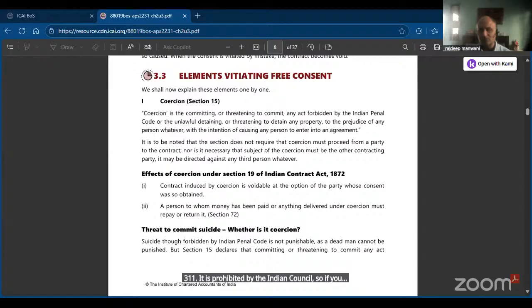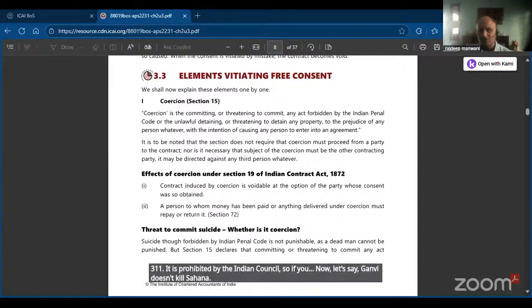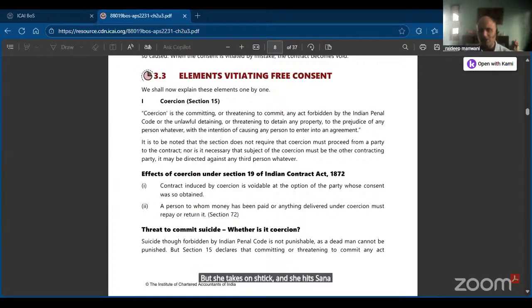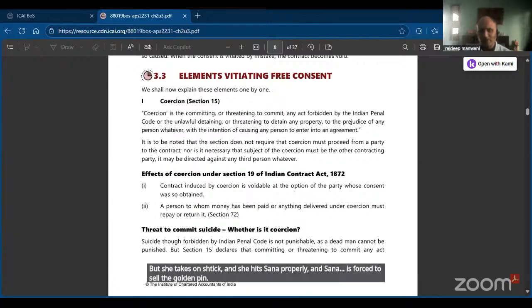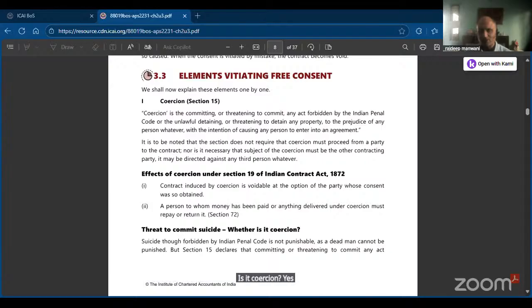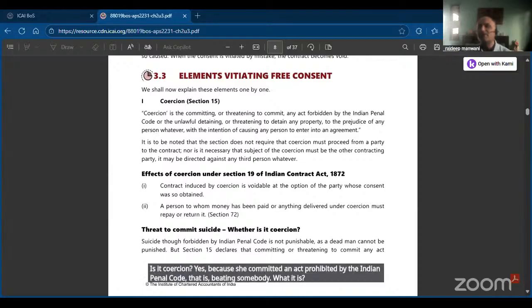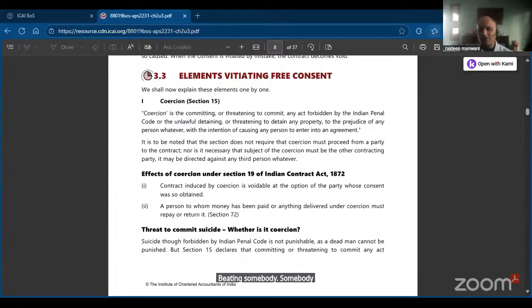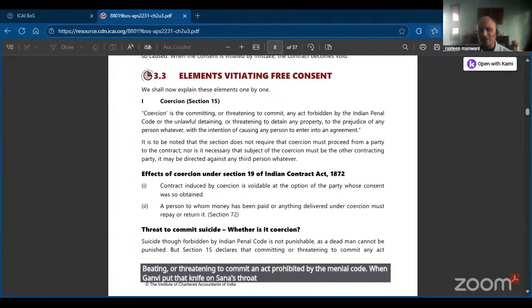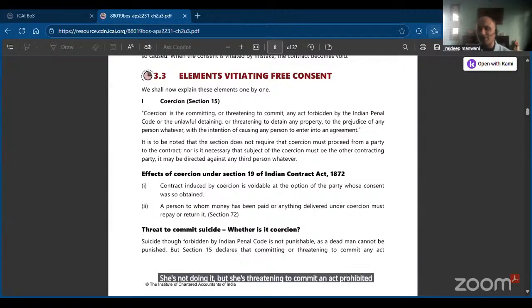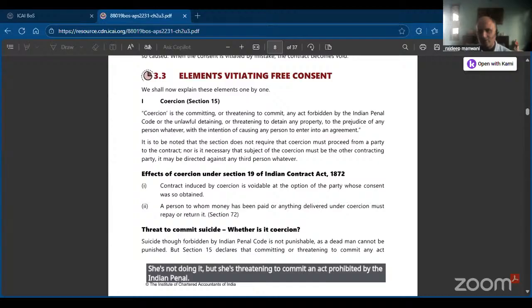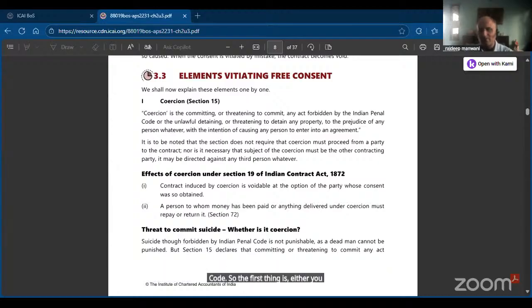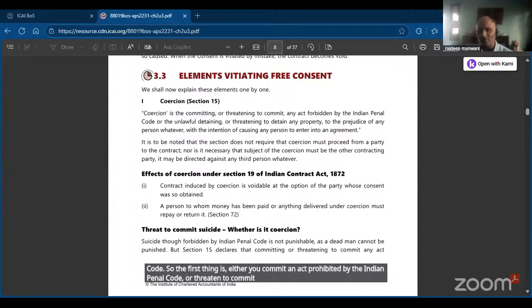So now let's say Ganvi doesn't kill Sahana, but she takes one stick and she hits Sahana properly, and Sahana is forced to sell the golden pen. Is it coercion? Yes, because she committed an act prohibited by the Indian Penal Code, that is beating somebody. Or threatening to commit an act prohibited by the penal code: when Ganvi puts a knife on Sahana's throat and says, I will kill you or I will cut you if you don't sell, she's not doing it, but she's threatening to commit an act prohibited by the Indian Penal Code. So the first thing is either you commit an act prohibited by the Indian Penal Code or threaten to commit an act prohibited by the Indian Penal Code.